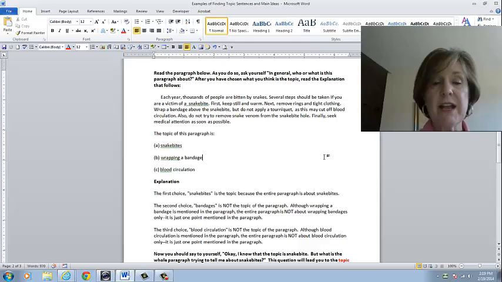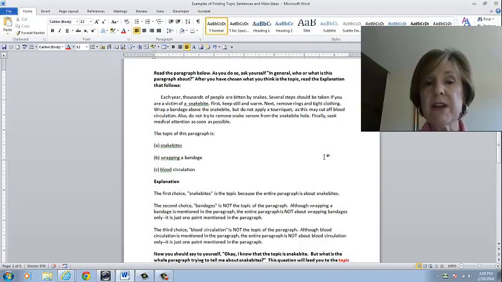Let's read the paragraph. Each year, thousands of people are bitten by snakes. Several steps should be taken if you are a victim of a snake bite. First, keep still and warm. Next, remove rings and tight clothing. Wrap a bandage above the snake bite, but do not apply a tourniquet, as this may cut off blood circulation. Also, do not try to remove snake venom from the snake bite hole. Finally, seek medical attention as soon as possible.